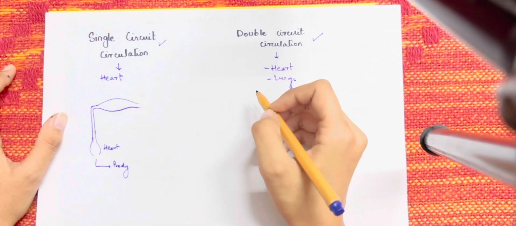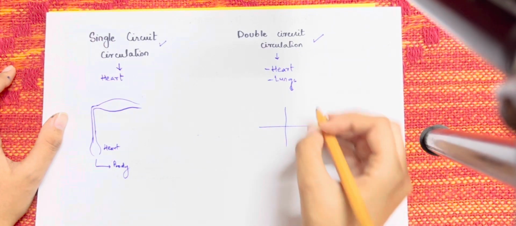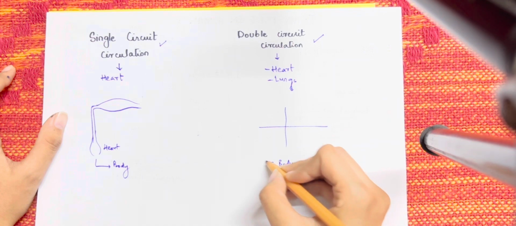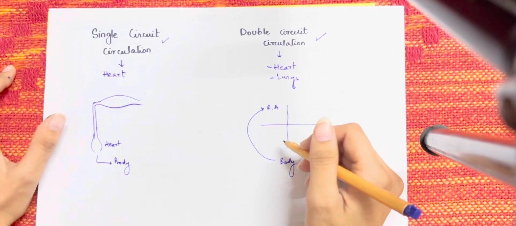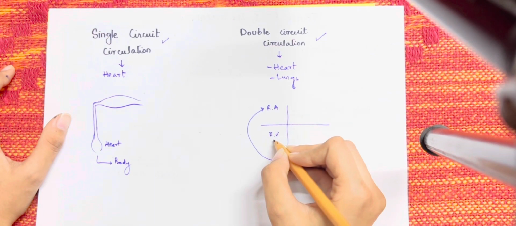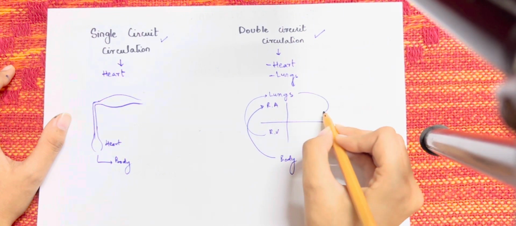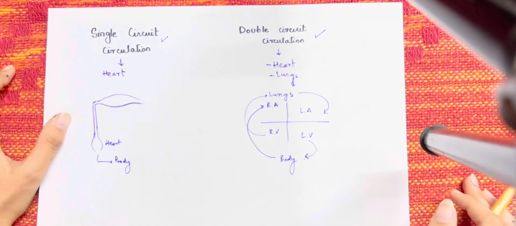But when you talk about double circuit circulation, it means there is the presence of four chambers. From the body, the blood is transported to the right atrium, which is the upper chamber of the heart, and then to the right ventricle, and from the right ventricle it is transferred to the lungs. From the lungs it is transferred to the left atrium and then the left ventricle, and from the left ventricle it is transferred to the body.